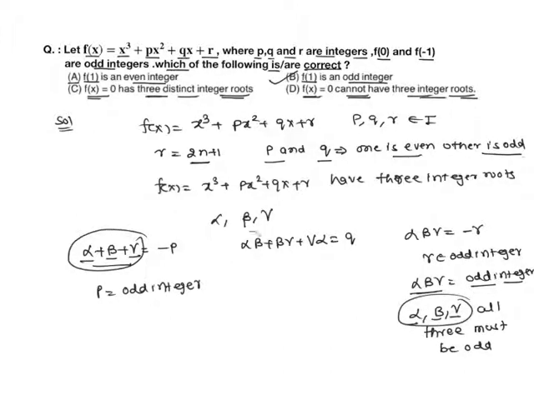Similarly, we can say alpha into beta is also an odd integer, plus beta into gamma is also an odd integer, plus gamma into alpha is also an odd integer. So the sum of three odd integers is also an odd integer. So we can say q is an odd integer.